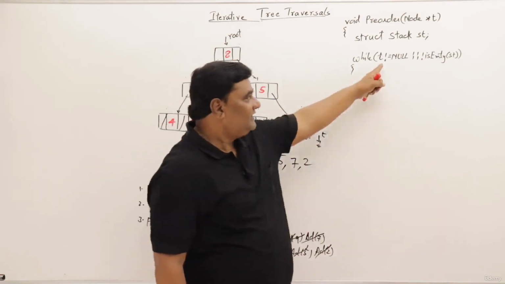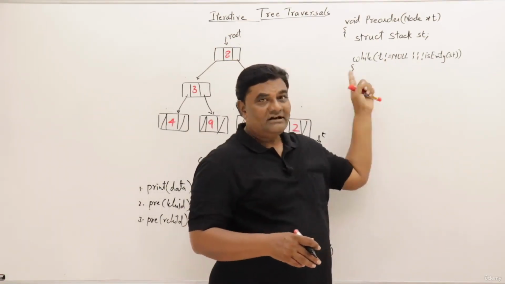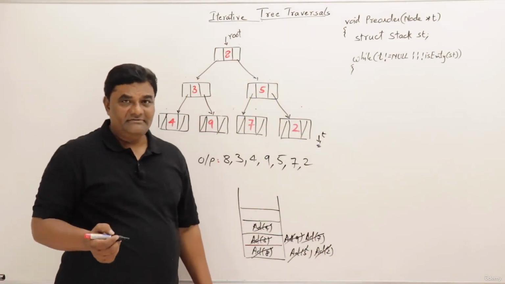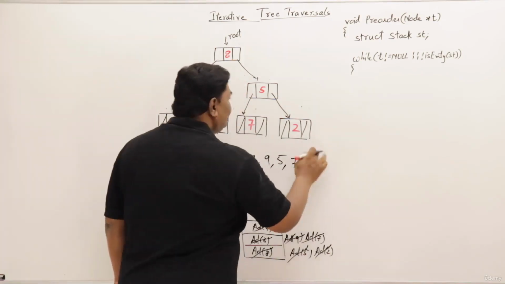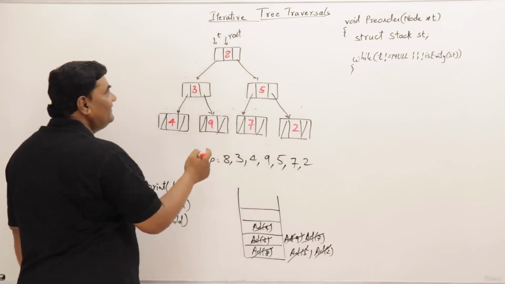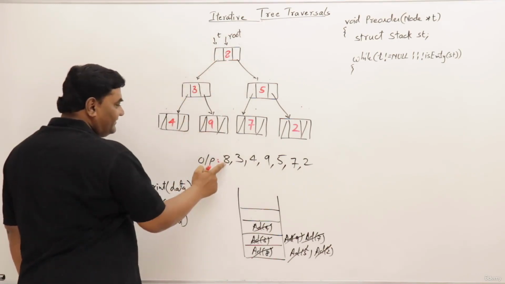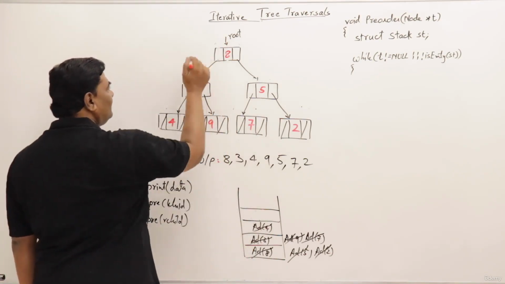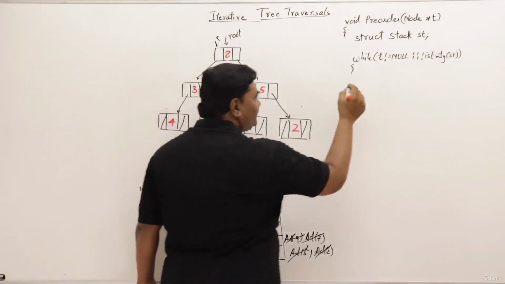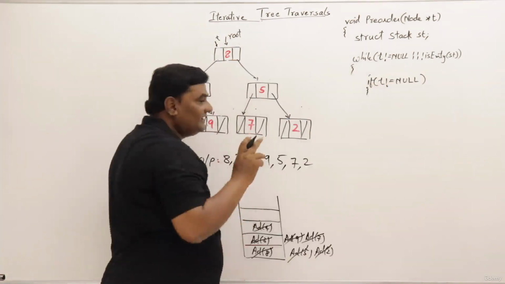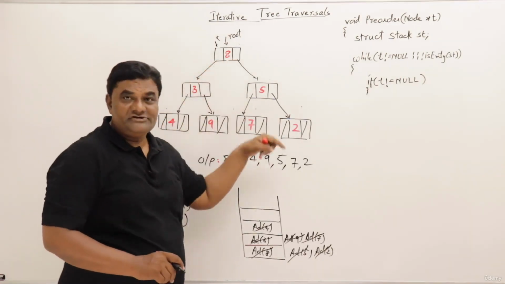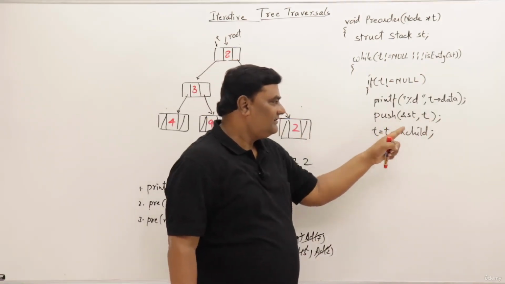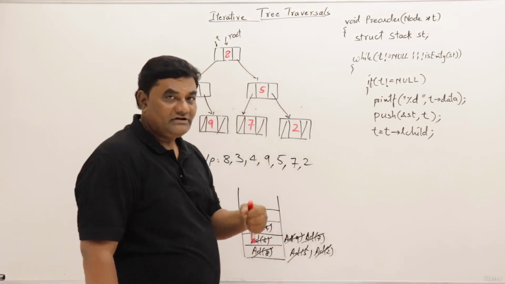If t is null, false. Stack is also empty, false. Both are false, it will stop. So I should use or. Then the steps. The steps are very simple. If t is not null, let us see the step again from here to get the idea. If t is not null, print data, push address, go to left child, right? So here, if t is not null, then three things: print data, push the address in the stack and move to left child. Print data, push t into the stack and move to left child if it is not null.